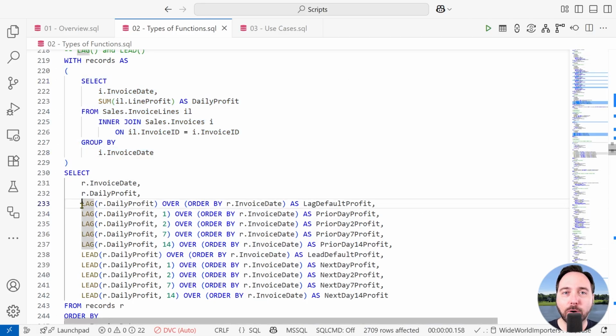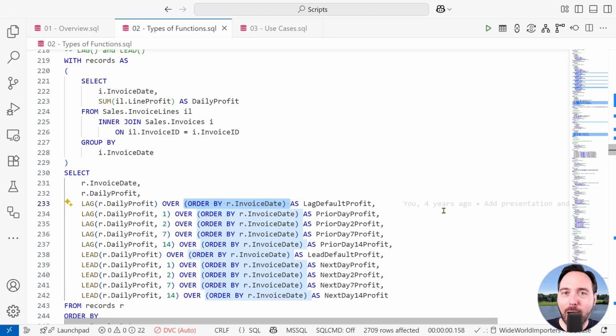The simplest form of an offset window function is a 1-parameter lag or lead call, like what we have on line 233. We lag daily profit. In other words, I want to know the prior record's daily profit. How do I get the prior record? Well, that's something we define in the over clause. Our window definition has us order by invoice date. Thus, what we will get is the prior record's daily profit.